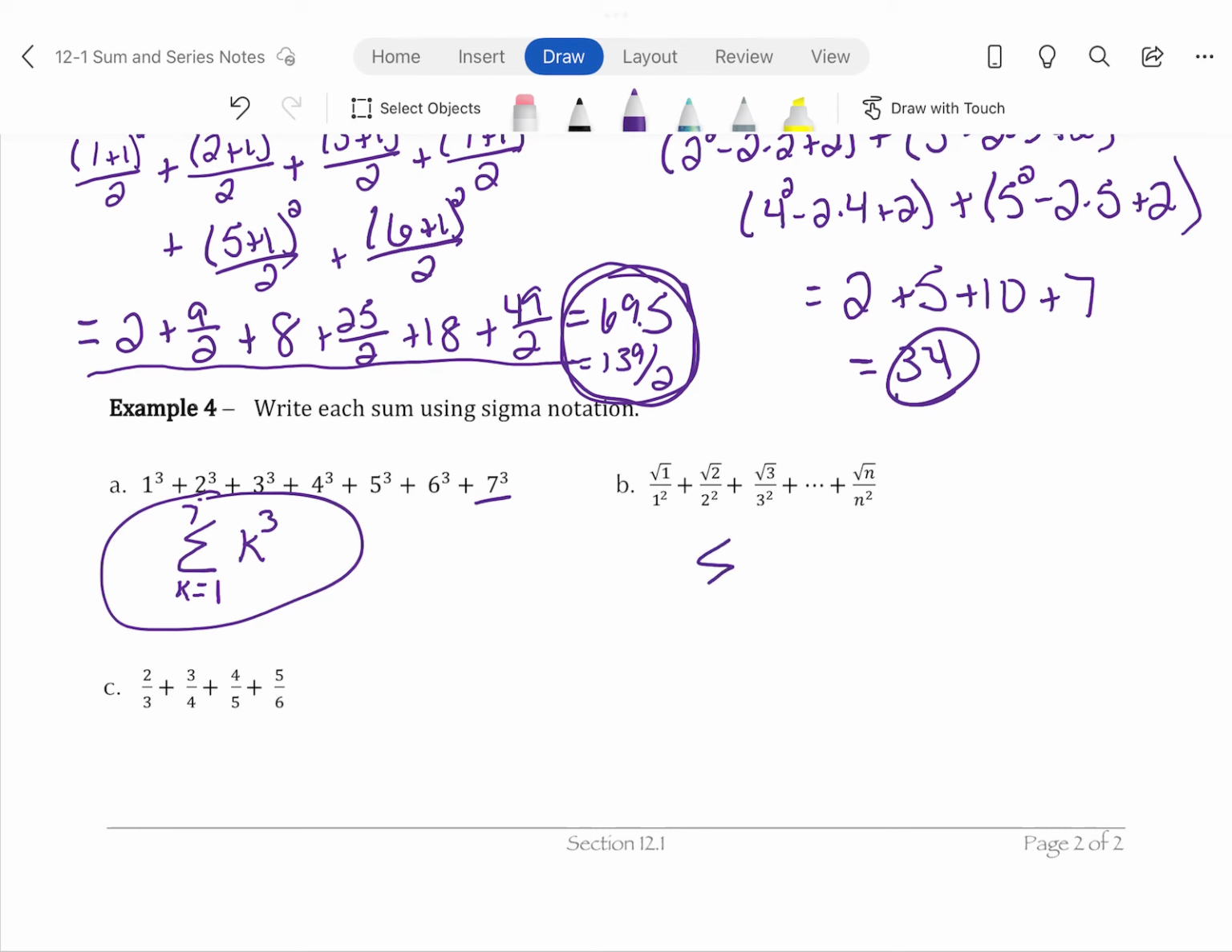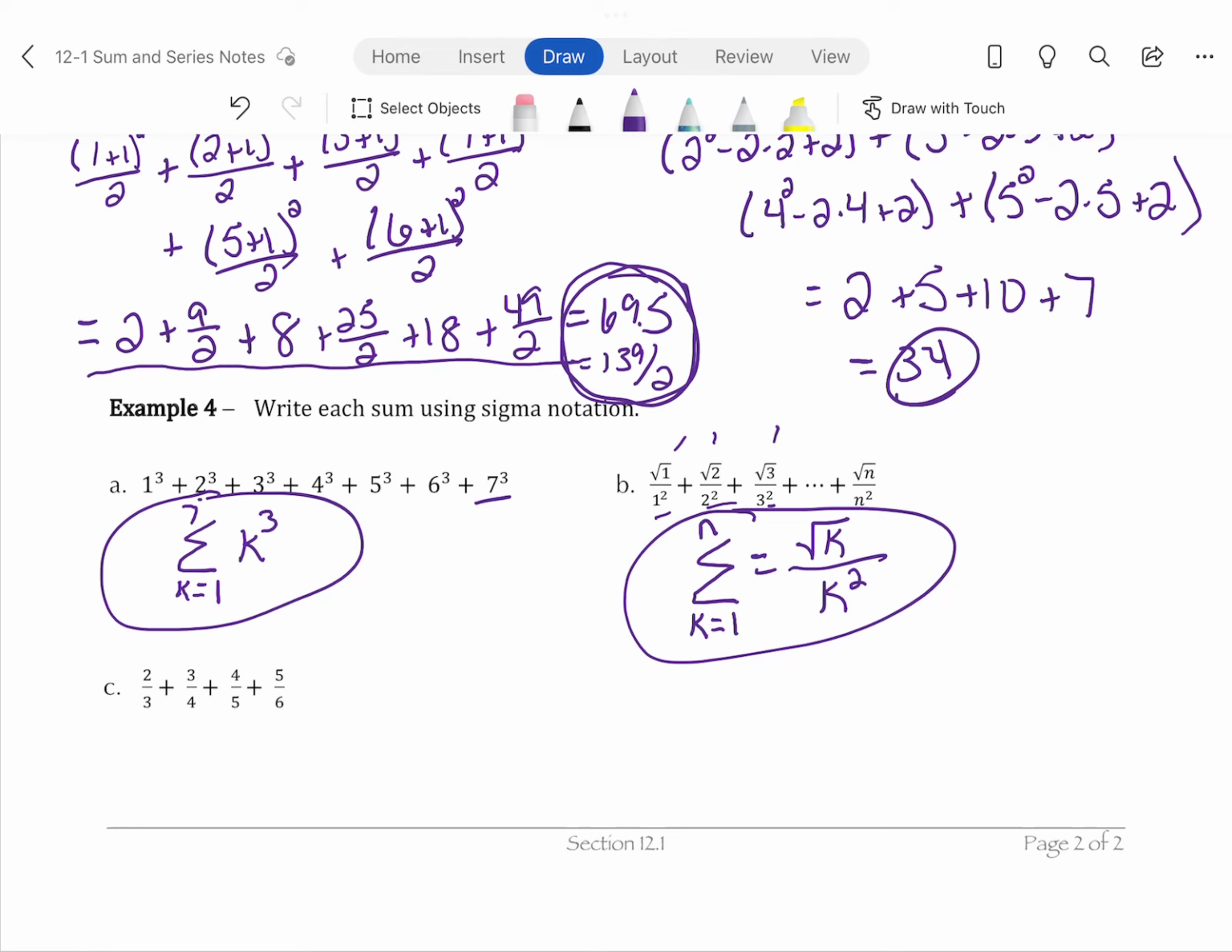Okay, part B, again, I want to do a sum. Because this one ends over here at n, not a number, I know the top one up here has to be an n. And then we're going to look and see what's the same and what's not the same. If I look at this, I can tell right away that I always have a square root on top, and on the bottom, I always have something squared. Notice also in the top, I'm going 1, 2, 3. So that's just starting at 1, and it's my k. On the bottom, 1, 2, 3. Look at them separately, it's just k squared. So this is our sigma notation.